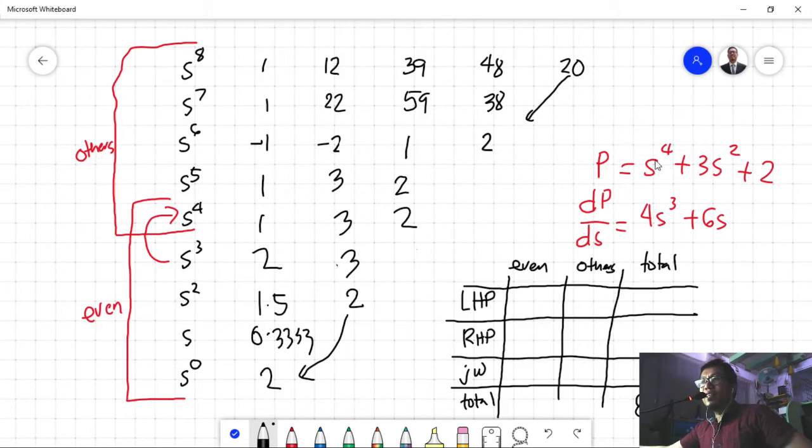And, since ang ating even polynomial has a degree of 4, okay, yung total dapat sa even natin is 4. So, yung 4 manggagaling dun sa others. So, yan yung magiging distribution natin. Okay. Yan yung magiging distribution ng ating left half mga poles natin. Okay.